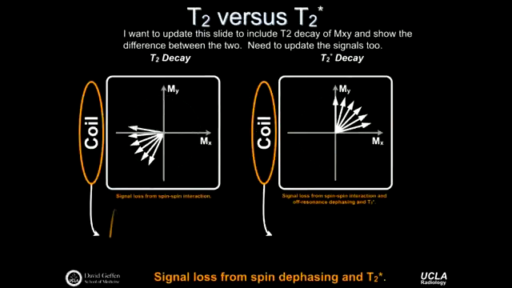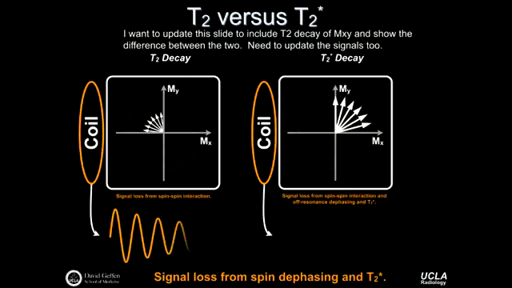Here's an example of how we can think about T2 versus T2 star decay. This is great, right? So this is a note. I should have put it in red text. This is a note to me after lecture: back to the slide, I should make a change. I want to update this slide, to do that later this afternoon.